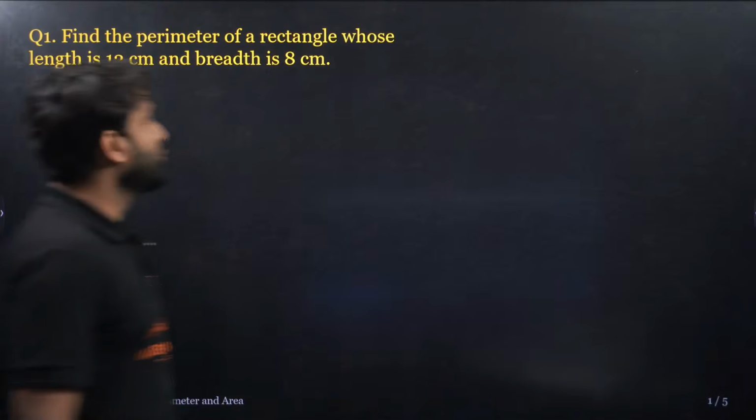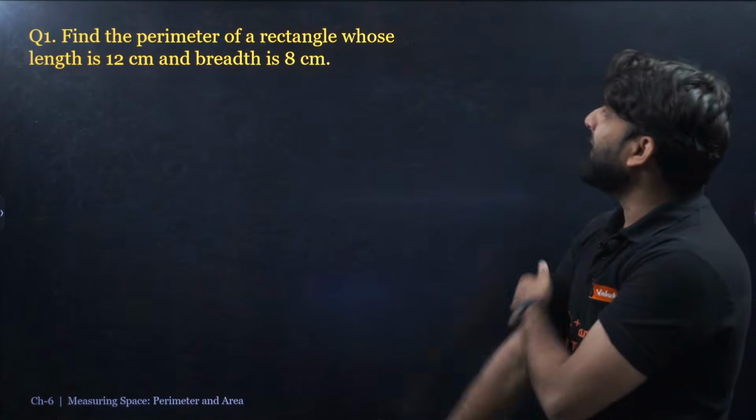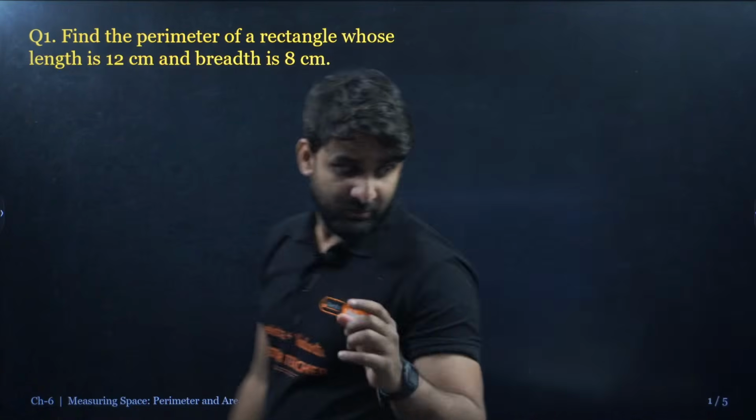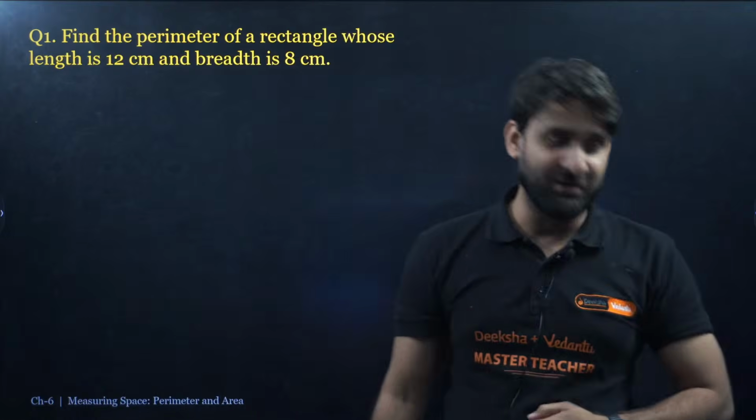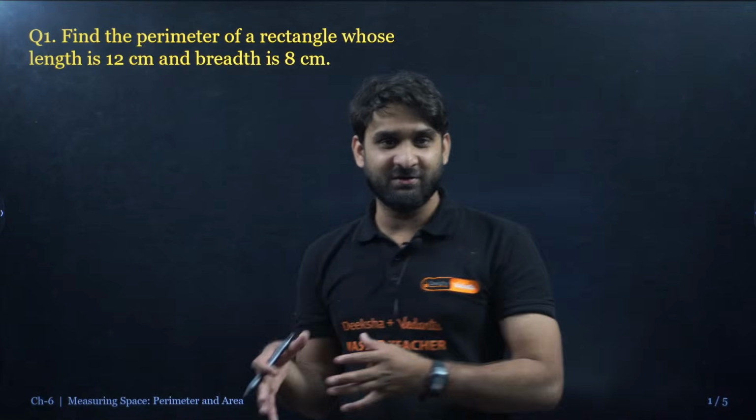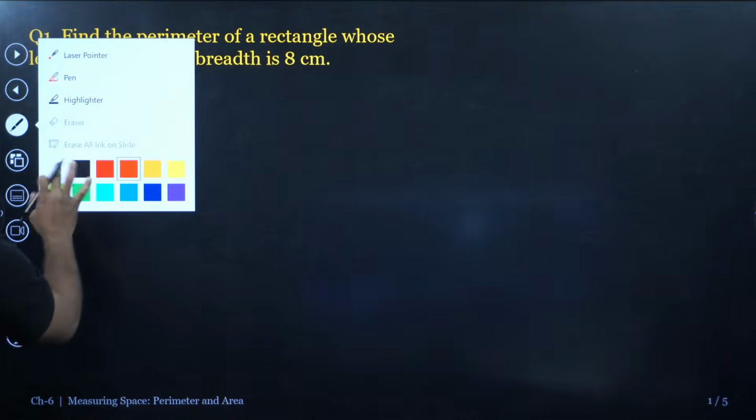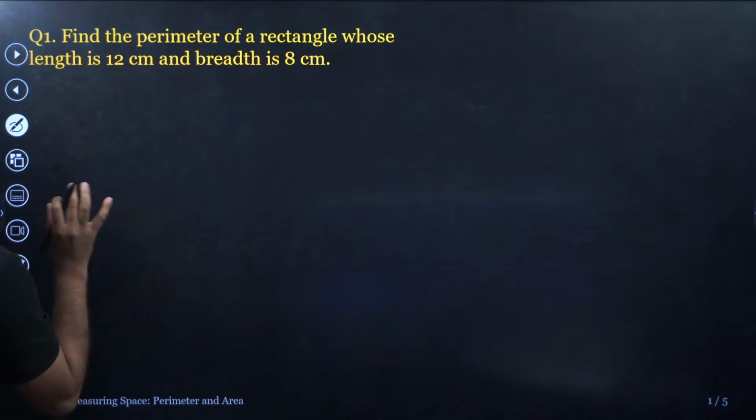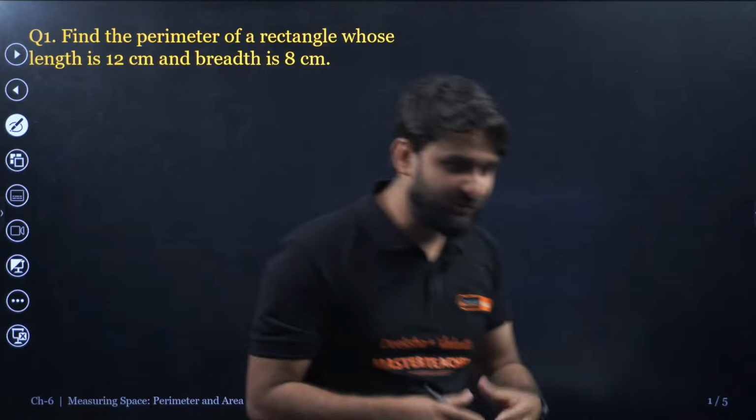Okay, so moving to the first question here, look at the first question. Find the perimeter, and these questions are from your Ganit Manjari textbook, by the way. Please let me know, everyone, I hope you all have Ganit Manjari and you must have been solving it in your school as well as at home in self-study. Question number 1 is, find the perimeter of a rectangle whose length is 12 centimeter and breadth is 8 centimeter. This is a very easy question.